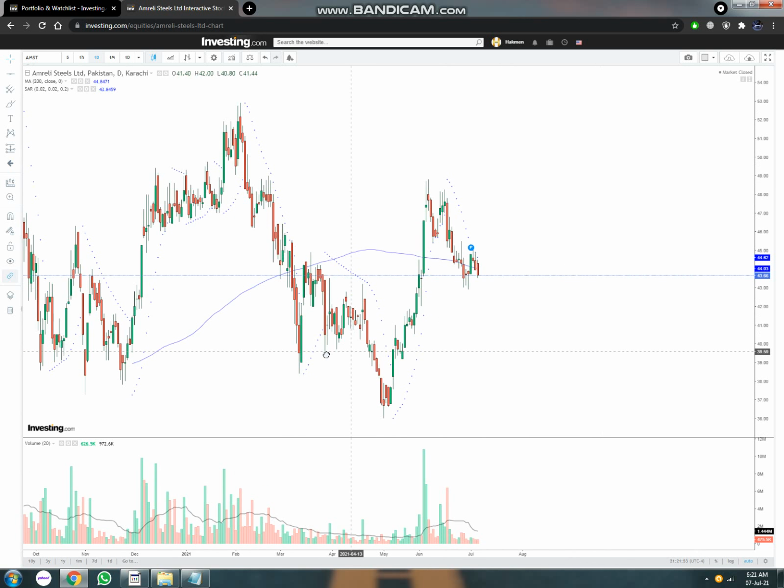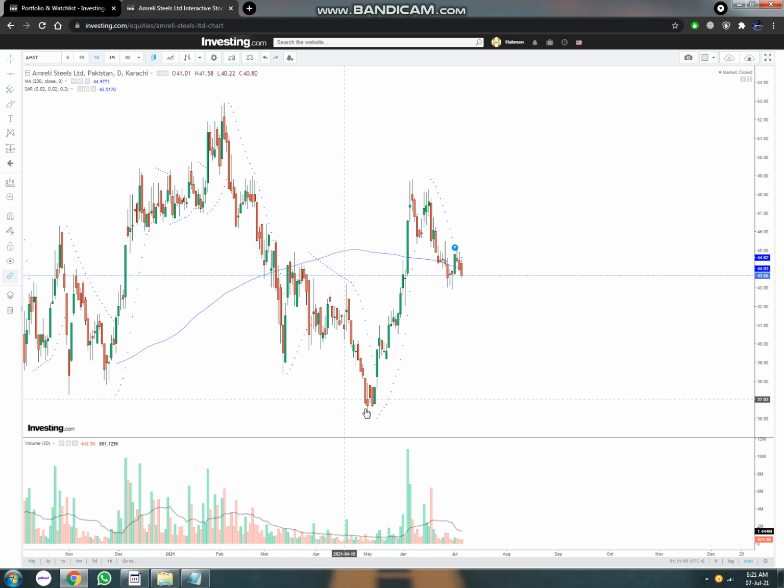So now just consider right here, when the stocks are trading below the 200-day moving average, just like this case, buy at this area and sell when the stock reaches up till these points right here, somewhere here. In simple words, when the stock is trading below the 200-day moving average, buy, and when the stock is trading above the 200-day moving average, sell.